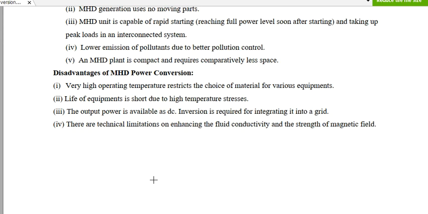There are technical limitations on enhancing the fluid conductivity and the strength of the magnetic field. So these are some disadvantages due to which the very frequent use of MHD power is restricted. So in this way, in both these videos we have covered all about MHD power generation. Thank you.